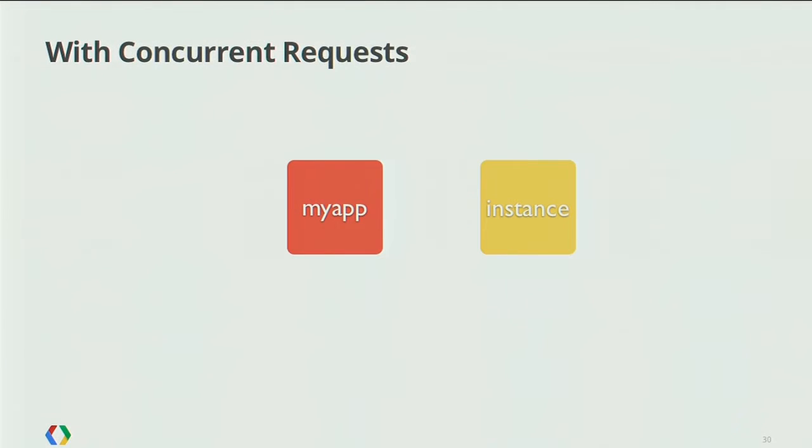With concurrent requests, it changes a bit. Your app receives a request, and the request is forwarded to the instance. If you get another request, the request is forwarded to the same instance, which then creates a thread and handles the request in that thread. So in this diagram, we're serving the same traffic, but with half the instances.